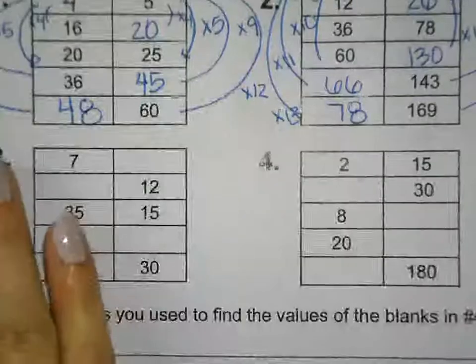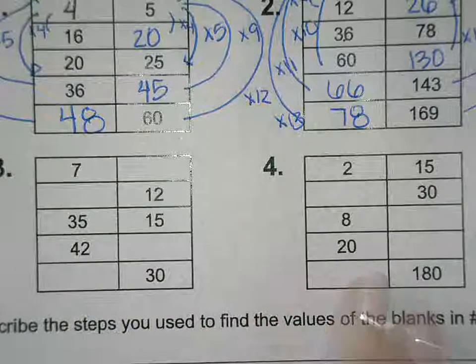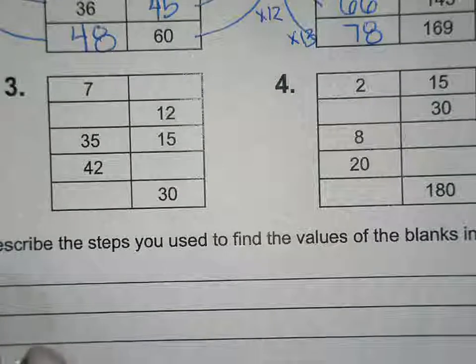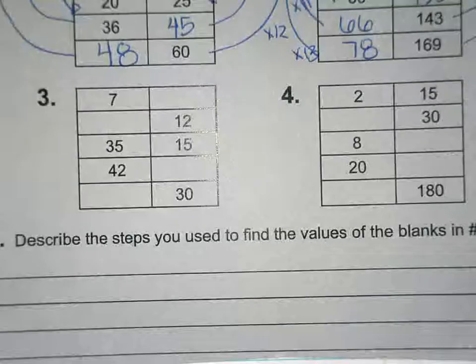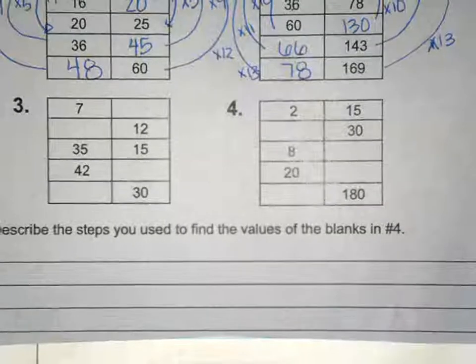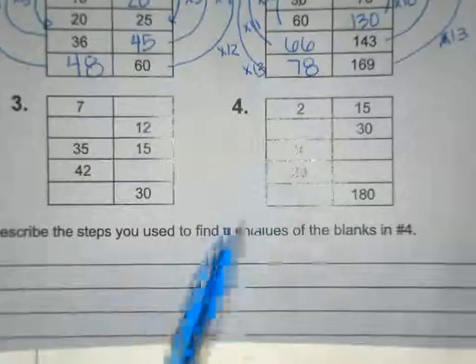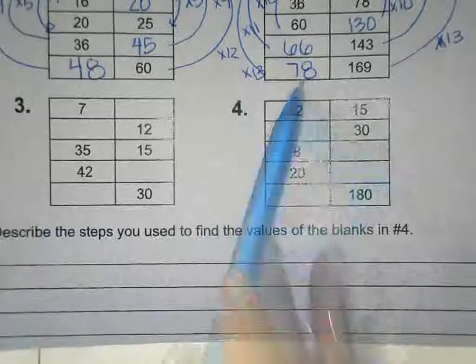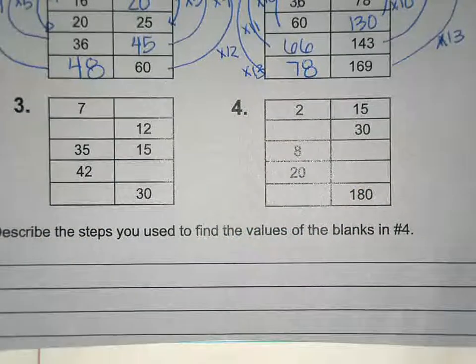So for homework, what I need you guys to do tonight is you're going to do 3 and 4 on your own, and then you are going to do number 5. It says describe the steps you use to find the values for the blanks in 4. So you're answering 5 based on question 4. What steps did you use? What things did you do? Use complete sentences. Use your words.